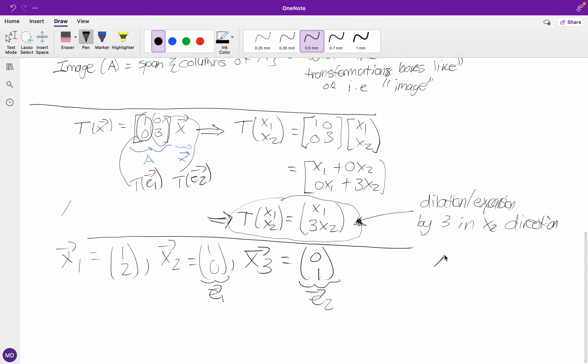So now let's do a quick sketch of what this may look like. We have our x2 axis here, or a y-axis. We have our x1 axis here. And so say we start with the vector 1, 2.